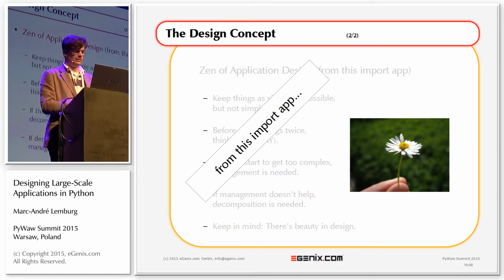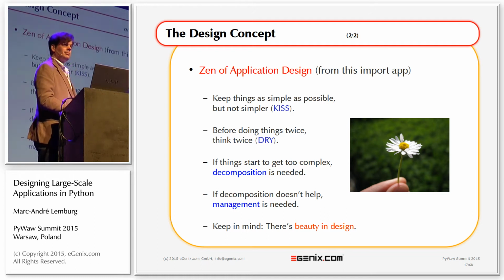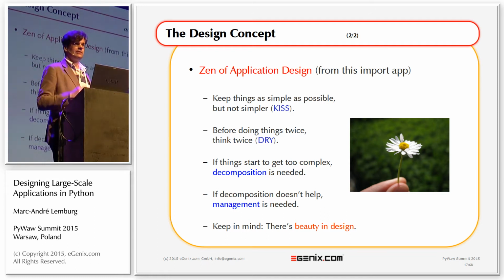So this is what I call the Zen of application design. Just like with the Zen of Python, you use a few simple concepts that you try to adhere to, to make it possible to come up with proper decisions. One is, of course, the KISS principle. I think you all know that. You try to make things as simple as possible, but not simpler than that. The other one is you should not try to repeat yourself, the DRY principle. It's usually better to think twice before doing something twice.